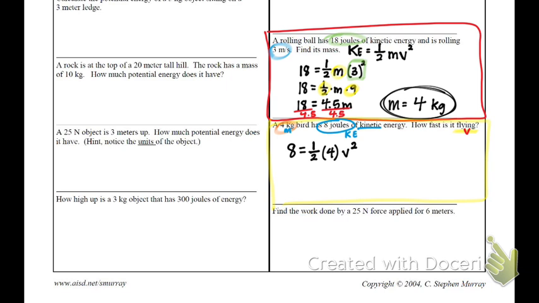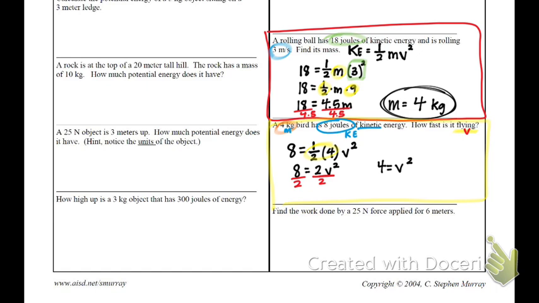What are we going to start with first this time? Can I use my exponent? Not yet. So if I can't start with my exponent, what's my next step? Yeah, 1/2 times 4. So what is 1/2 of 4? 8 equals 2v squared. Good. Divide the 2 on both sides. 4 equals v squared.